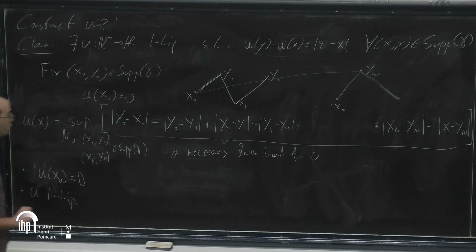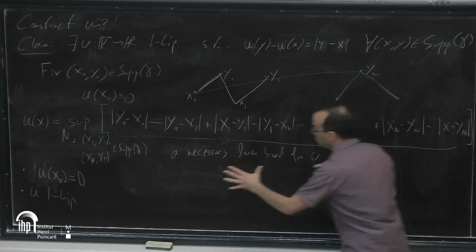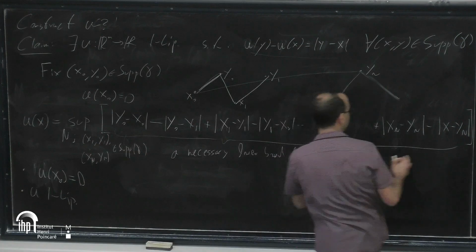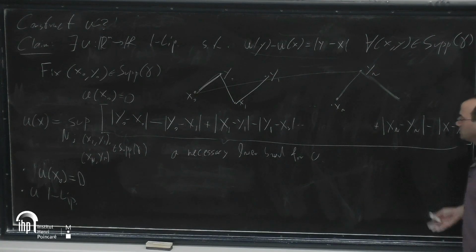Because it's the supremum of many functions. Each of these things, if I fix this family of points, is a 1-Lipschitz function in x. Right? So it's minus some distance function, it's 1-Lipschitz. The supremum of 1-Lipschitz functions is 1-Lipschitz, so it's 1-Lipschitz.